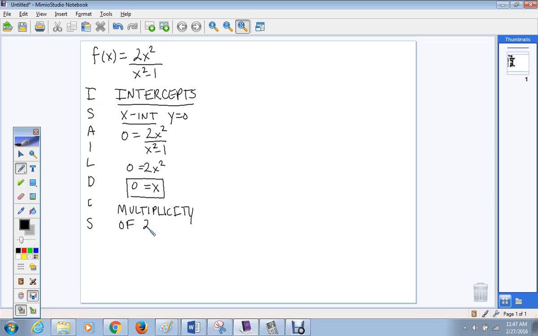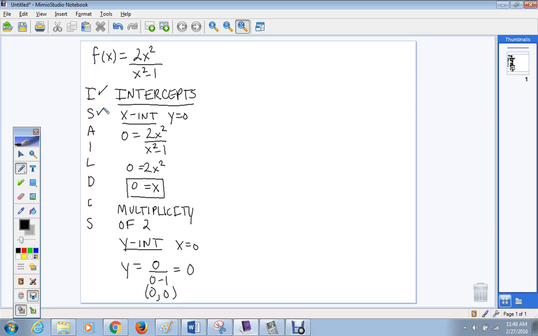Let's find our y-intercept. To find our y-intercepts, we let x equals 0. So if we plugged in 0 to our function, we'd have y equals 2 times 0 squared is 0, all over 0 minus 1. So we'd have a y-intercept at 0, 0. So there's the first test, I.